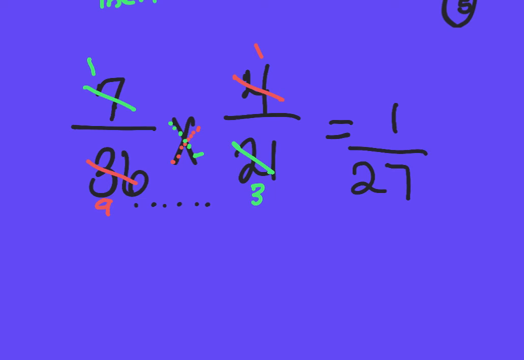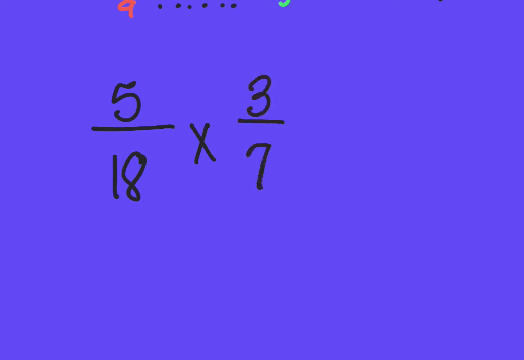So you have two options. You can either multiply straight across and simplify your answer, or you can crisscross simplify and then multiply. Let's try one that just simplifies one way. Let's do 5/18 times 3/7. 18's large, so I'm going to try to crisscross simplify first.